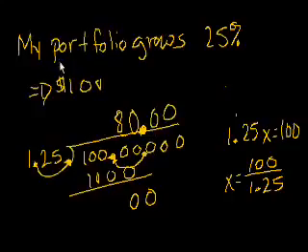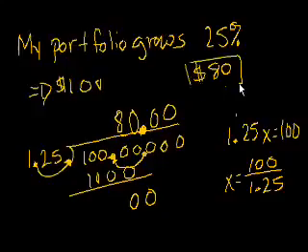So it turns out that if your portfolio grew by 25% and you ended up with $100, you started with $80. And that makes sense, because 25% is roughly 1/4, right? So if I start with $80 and I grow by 1/4, that means I grew by $20, because 25% of 80 is 20. So if I start with 80 and I grow by 20, that gets me to 100.